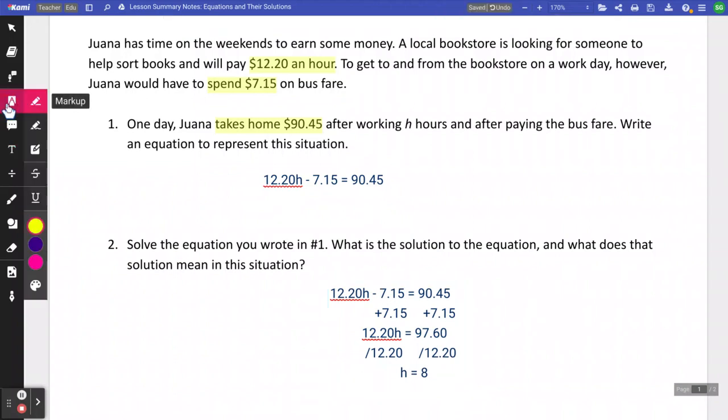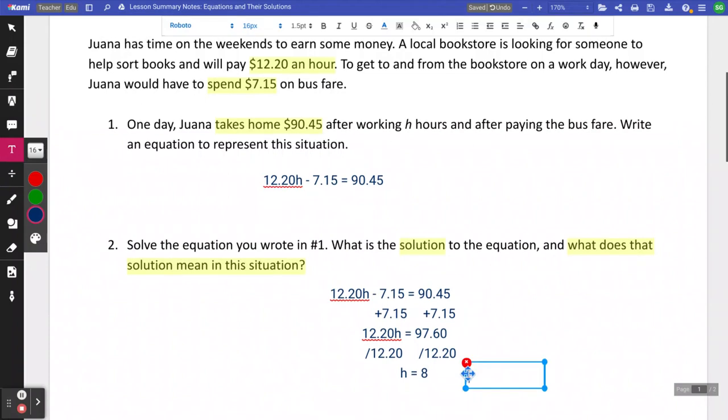Now, there's two parts to this question. The first part is, what is the solution? And we figured out the solution is h equals 8. The other part is, what does the solution mean in this situation? When we say h equals 8, what does that mean? Well, it means a couple things.